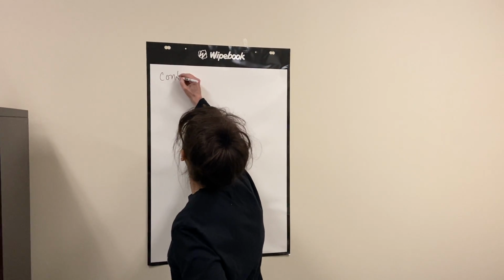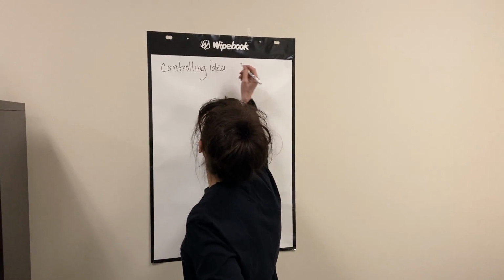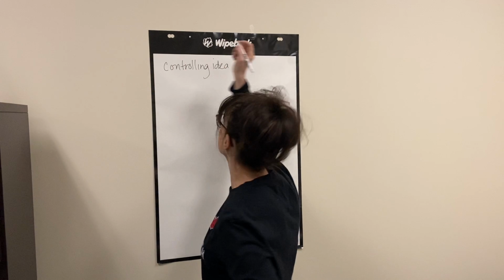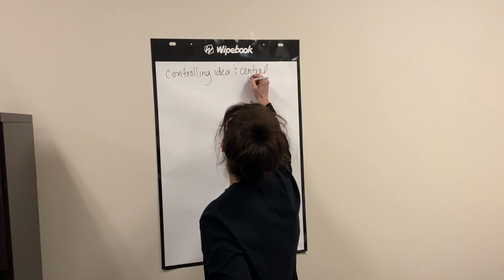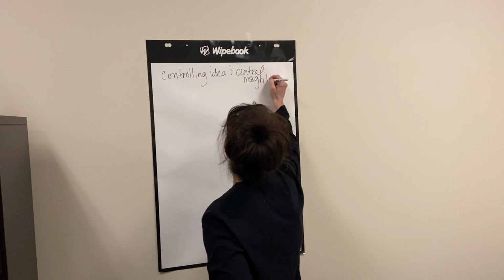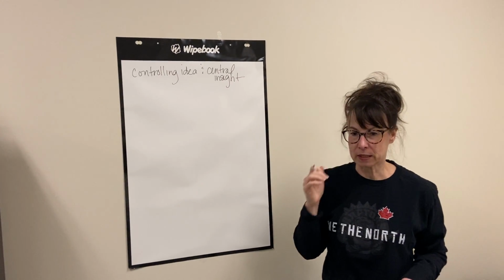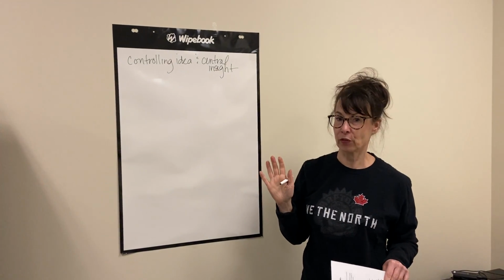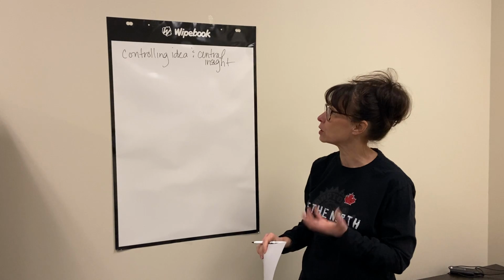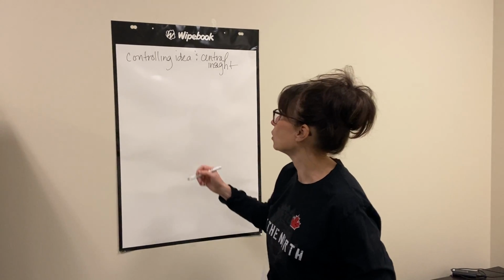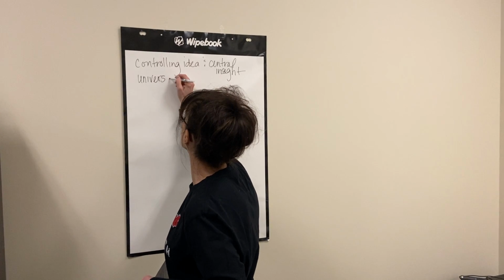You have to ignore my spelling, please. Central insight. Your junior high definition of theme was like, what's the moral of the story type of thing, but you've graduated to something a little bit more complex and sophisticated now. So it's the controlling idea or the central insight. Sometimes it's called the universal truth.